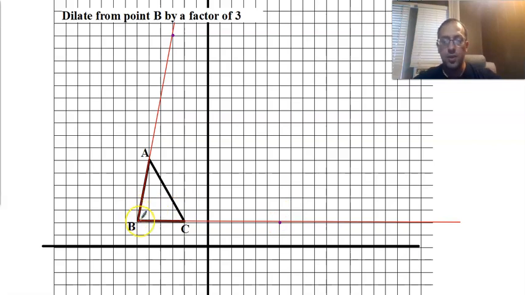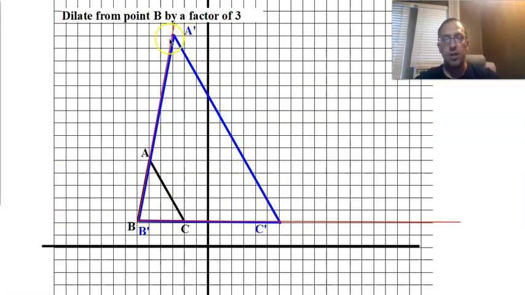And B, well, B is how far from B? 0 units from point B. It's the same place, right? And 0 times 3 would just be B, right? It's not going to move. And so I end up with it right there. There's triangle A prime, B prime, C prime.